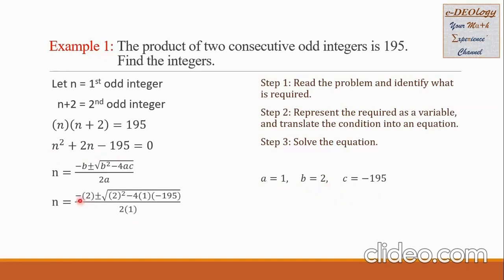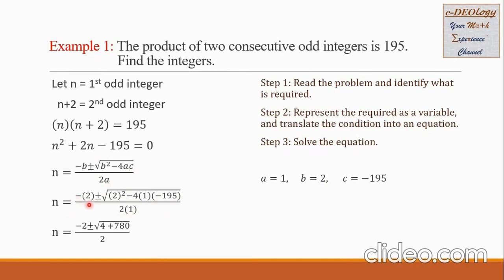So this is now negative of the b, and that is 2, plus or minus the big square root. The b square is now the square of 2 minus the constant 4 times a, and it's now changed into 1. Then times c, and the c is changed into negative 195 all over 2a, 2 times 1. Then we will simplify further.